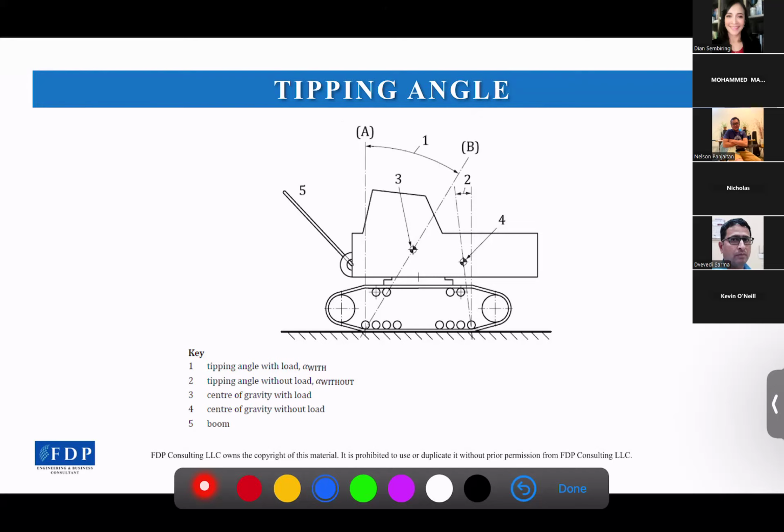you need to be careful about the crawler's type, whether it's a non-elevated or elevated sprocket. This one is for the tracks with elevated sprocket. We will use the tipping point at the edge of where the tracks touch the ground here.